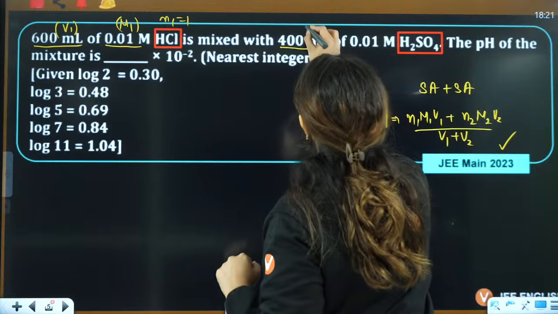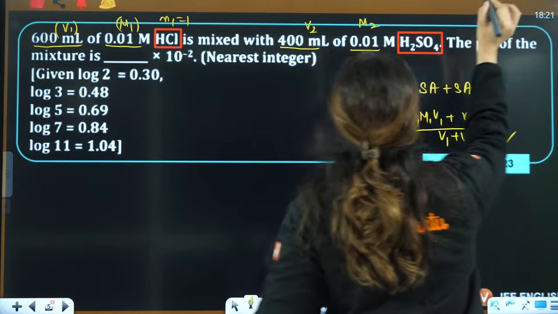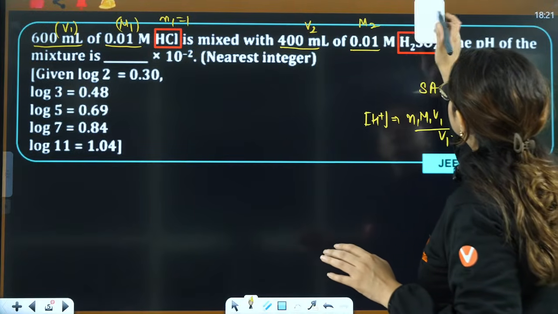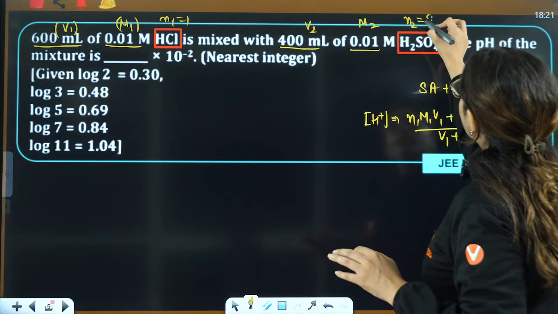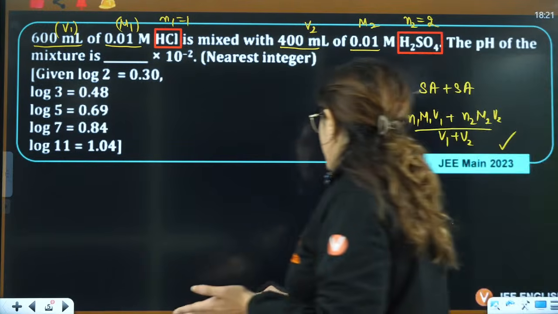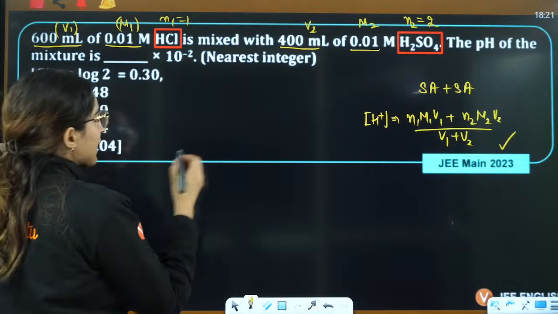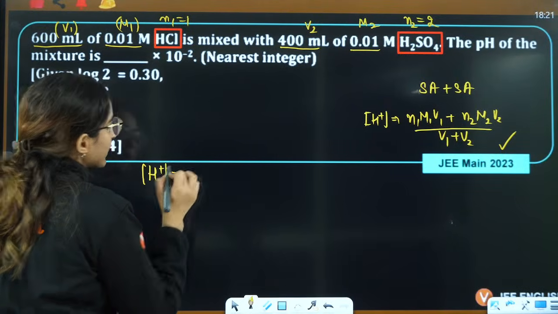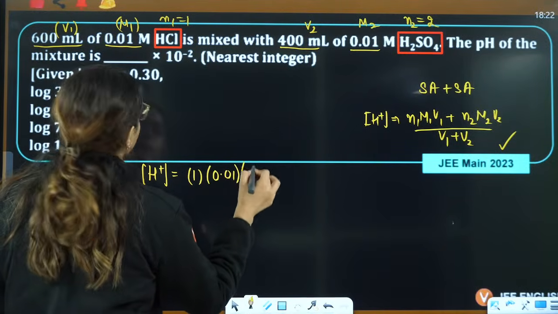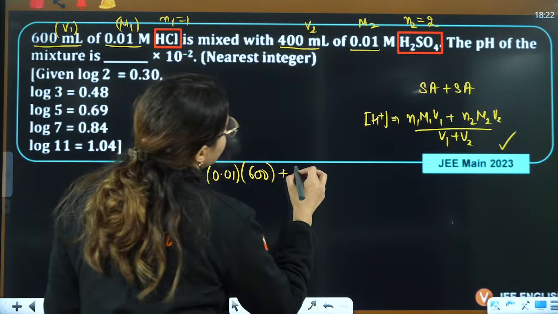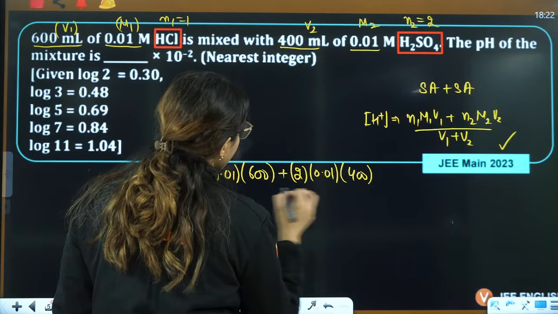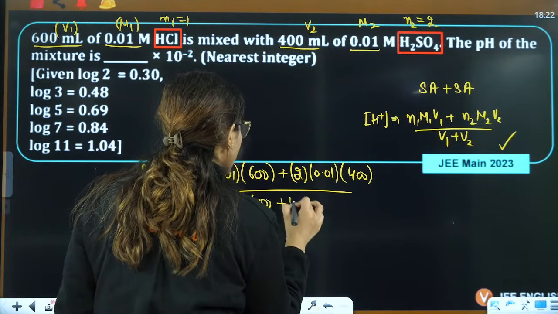Here V2 is given to you, awesome. M2 is given to you, amazing. 2 H positive are given by H2SO4, so the N factor is going to be 2 here, right? Isn't it? Now everything you have, only the pH you have to calculate here. So what you do, apply that formula. H positive is going to be N1 is 1 multiplied by 0.01 multiplied by 600 plus N2 is 2 multiplied by 0.01 into V2, that is 400, divided by 600 plus 400.